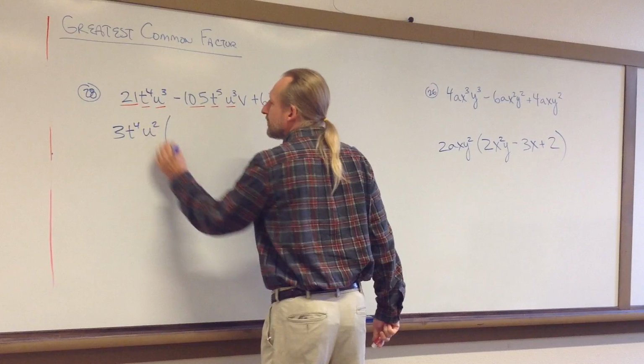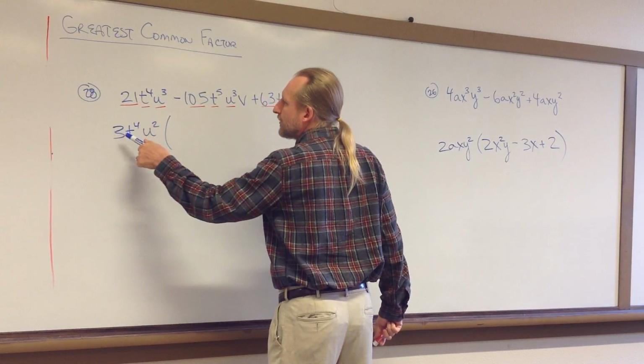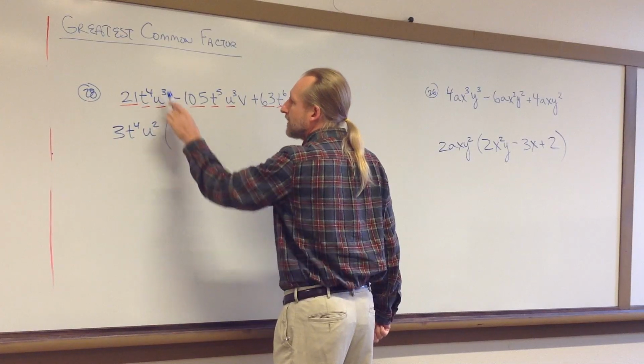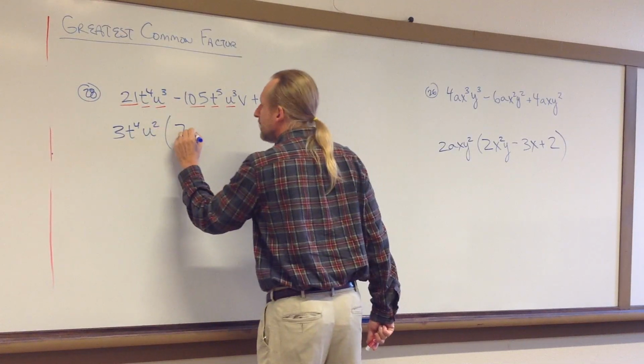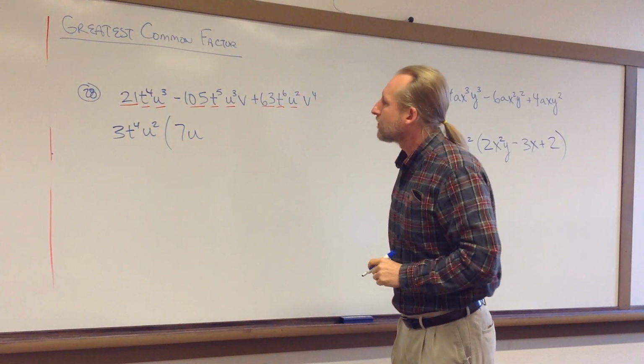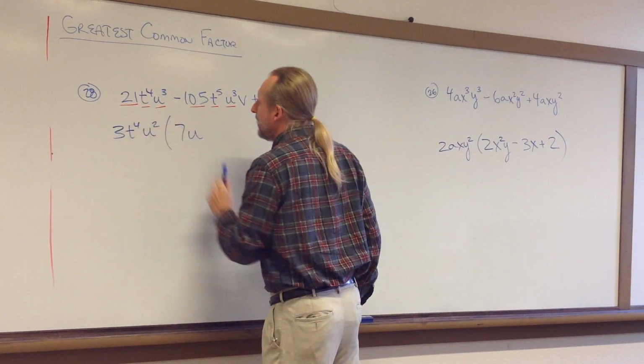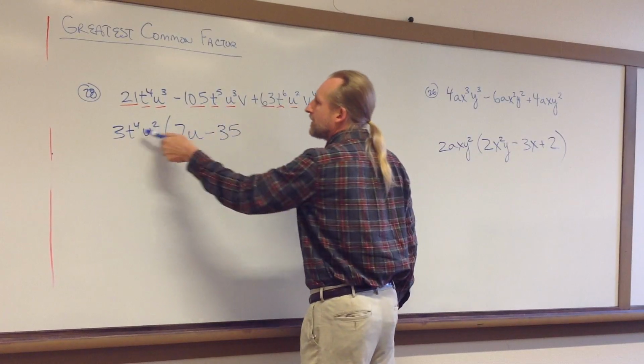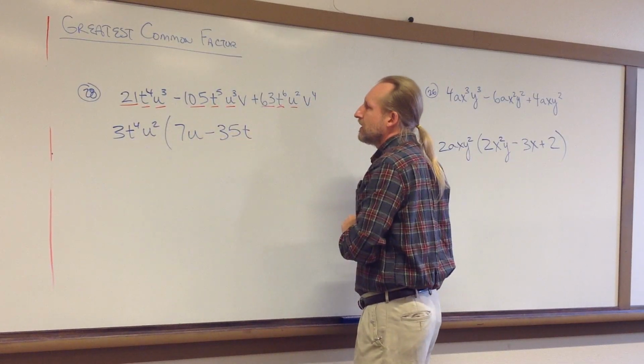All right, now what's left? We factored out the 3. That means we're left with 7. T to the fourth got factored out. We factored out u squared, so that leaves us a u to the first. Oh, we did 105 divided by 3. That turned out to be 35. Factored out t to the fourth. That leaves us with t to the first.